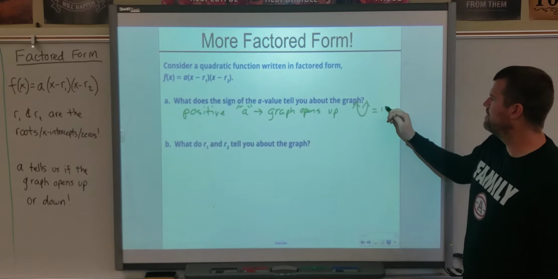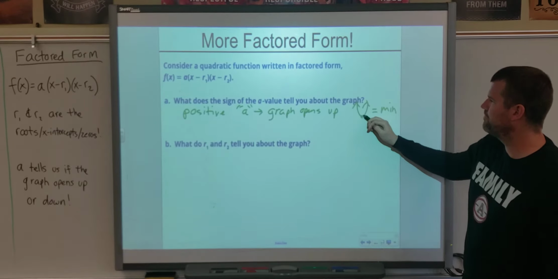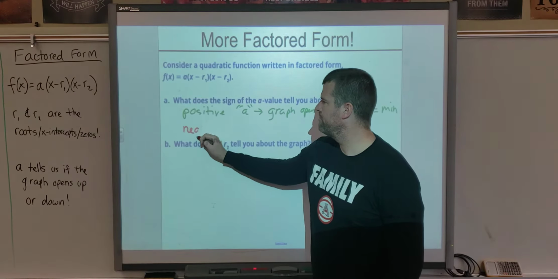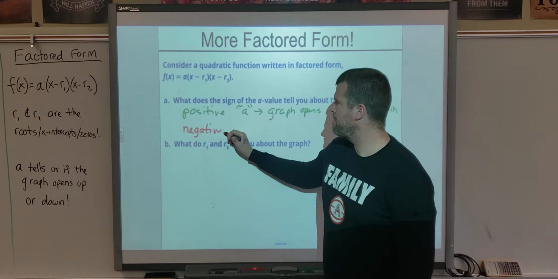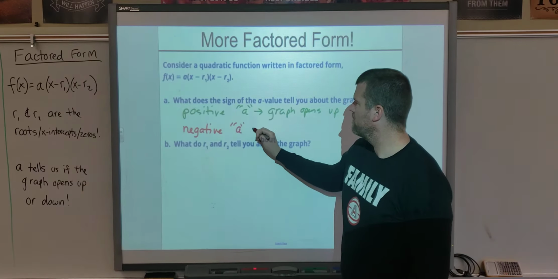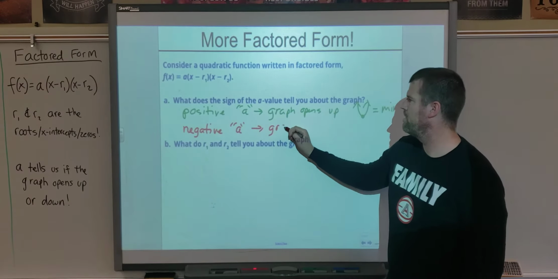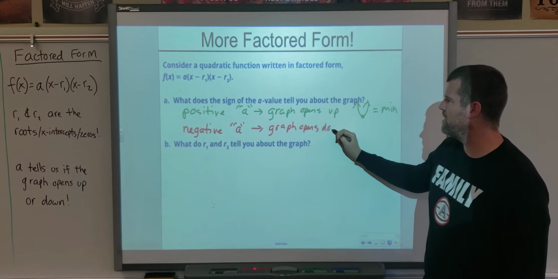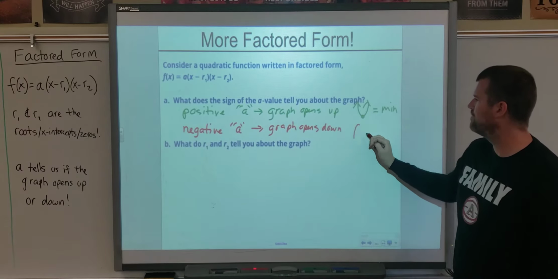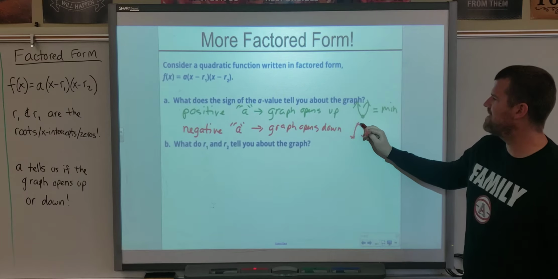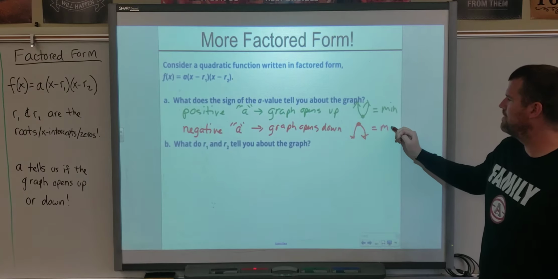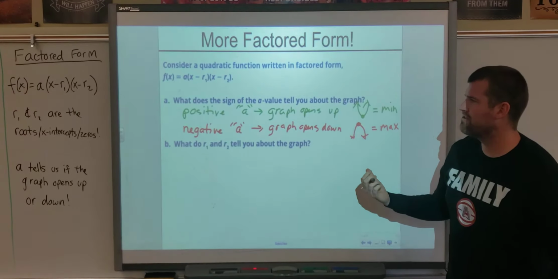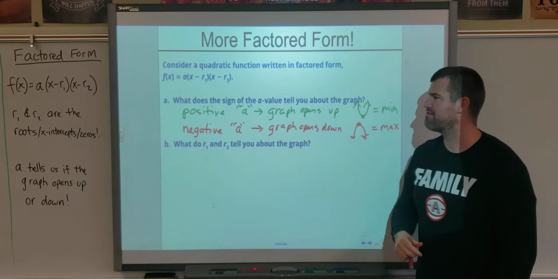It'll have a minimum. We also know that if we have a negative a, our graph opens down, right? Or sometimes we call that concave down. And if it opens down, that means we have a maximum. So right off the bat, once we look at the a value, we can already know if the graph's going to open up or down, and if we'll have a max or a min.